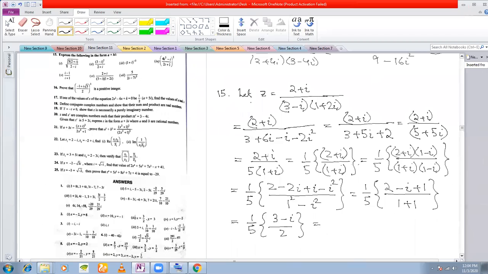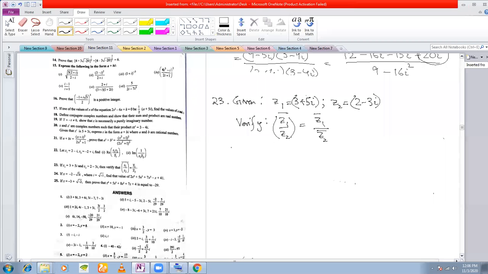Given z1 is equal to 3 plus 5i, z2 is equal to 2 minus 3i. You need to verify that the conjugate of the quotient is equal to the quotient of the conjugates. That is what you need to verify. In fact, this is sort of a proof of the property.